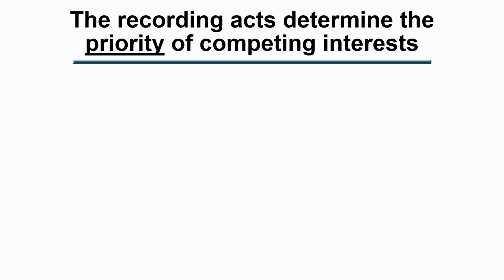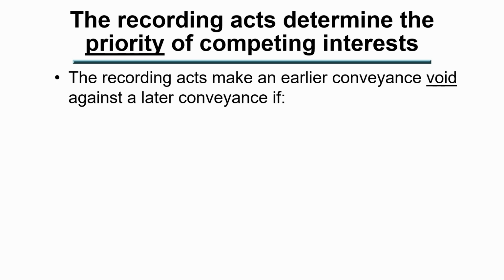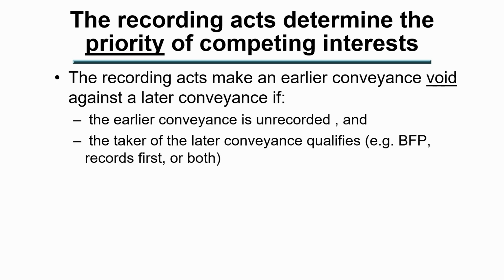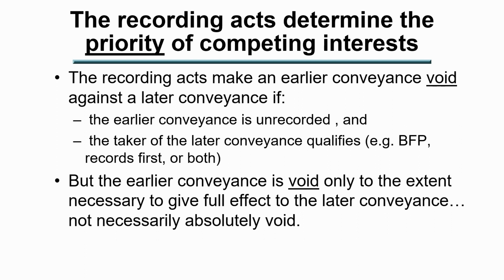What I'd like to show you now is that the Recording Acts really determine the priority of competing or conflicting interests from multiple conveyances of the same land. What the Recording Acts literally say is that the earlier conveyance is void against the later conveyance if the earlier conveyance is unrecorded and the taker of the later conveyance qualifies by being a bona fide purchaser, recording first, or both. We already knew all of that. But when we say that the earlier conveyance is void, we don't necessarily mean absolutely void. The earlier conveyance is void only to the extent necessary to give full effect to the later conveyance.